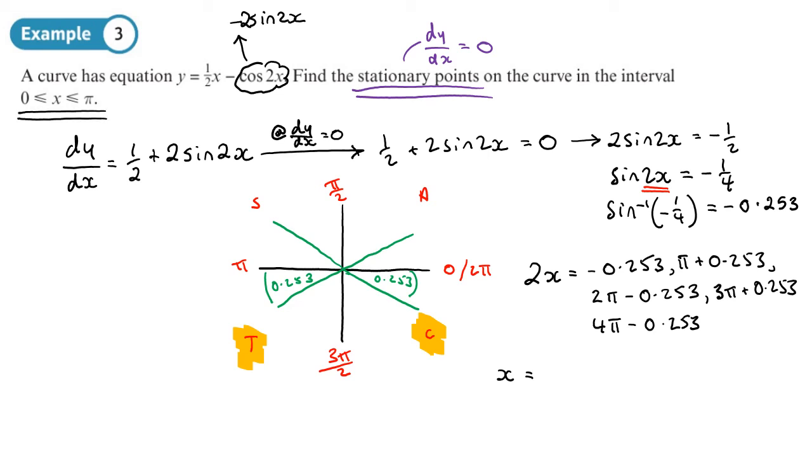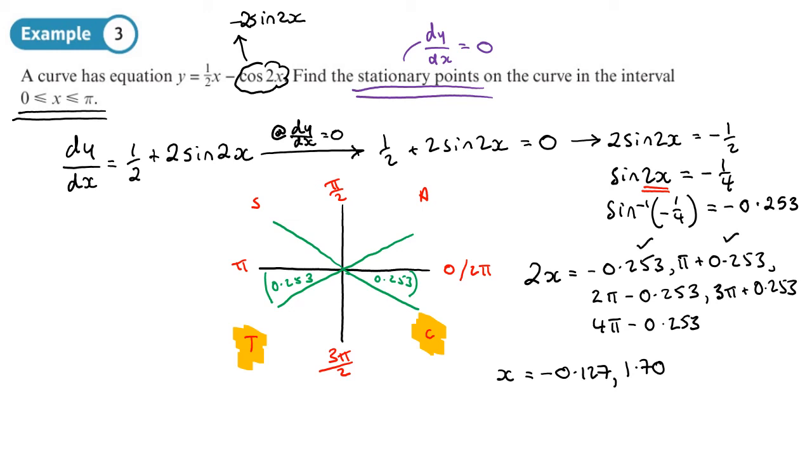So now what we're going to do is divide those all by 2, and then we'll reject any solutions that are not in this range between 0 and pi. So negative 0.253 divided by 2 gives us negative 0.127. Next solution, pi plus 0.253, divide that by 2, 1.70. So we've done that one.